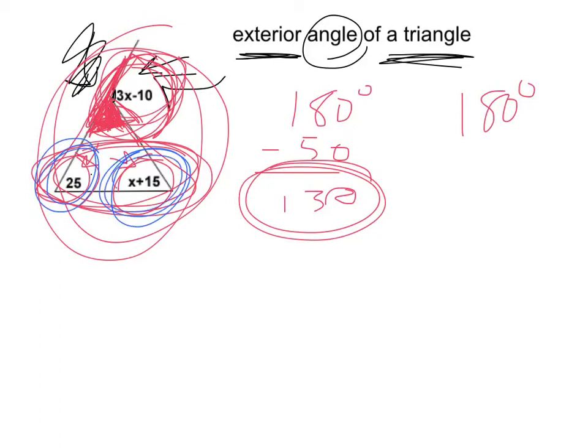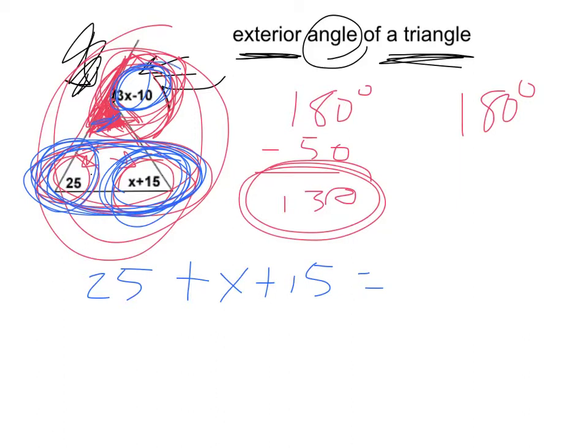If you forget everything else I said, note that the two interior angles that are not attached to it are equal to this one. So it'd be 25 plus x plus 15 equals our 3x minus 10. So the shortened summary of it is the exterior angle equals the two other angles added together. Okay? And I think they're called remote interior angles. I don't know, it's been a while since I taught geometry, but that's what's up.